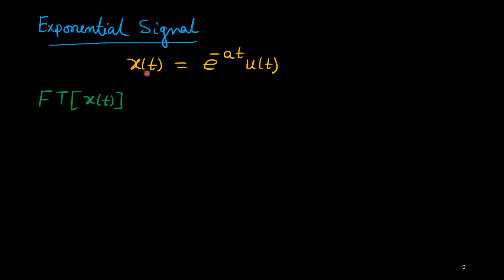Next, we'll consider the exponentially decaying signal, x(t) equals e to the power minus a t u(t). We can compute the Fourier transform of this signal from the definition only.